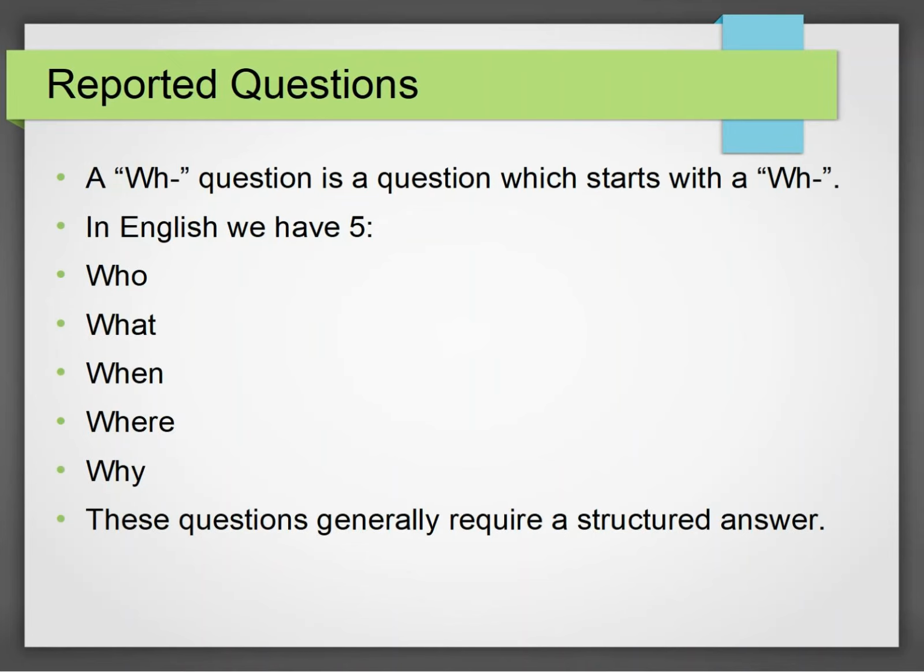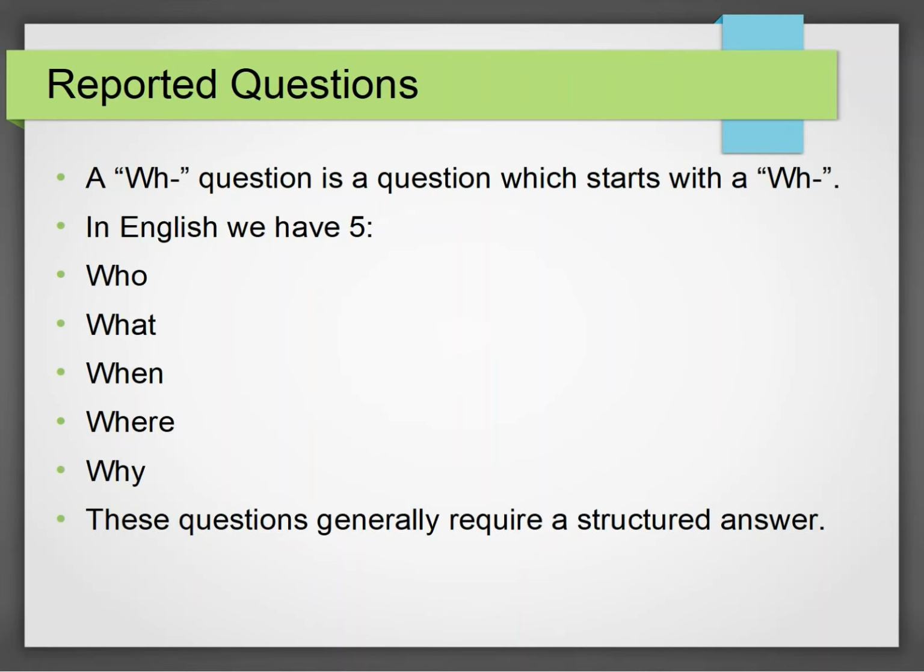Okay, so WH questions. Well, how many of them are there, first of all? In English, we have 5 WH questions. So we've got who, what, when, where, and why. Okay. Who are you? What are you doing? When did you visit London? Where is Edinburgh? Why did you visit London? Okay. All of these questions would generally require a structured answer.